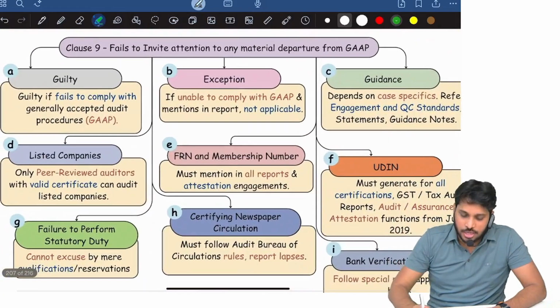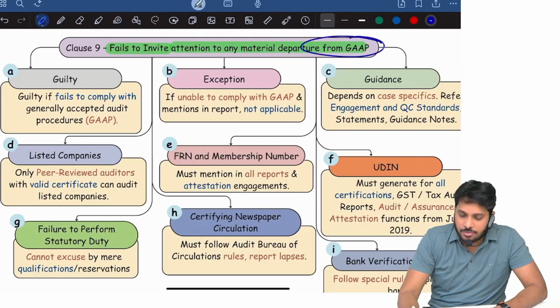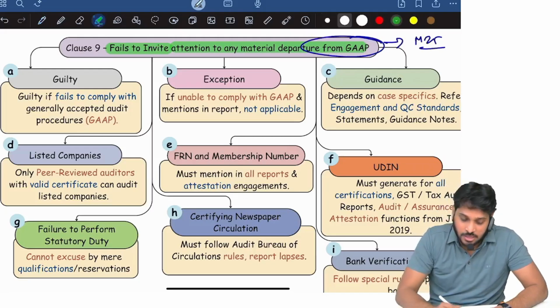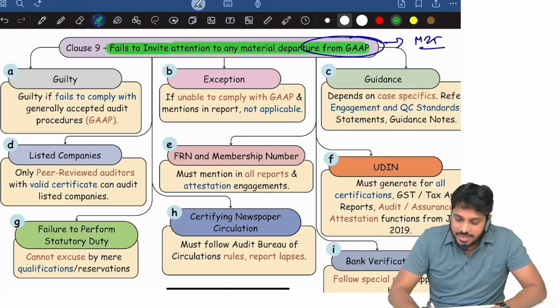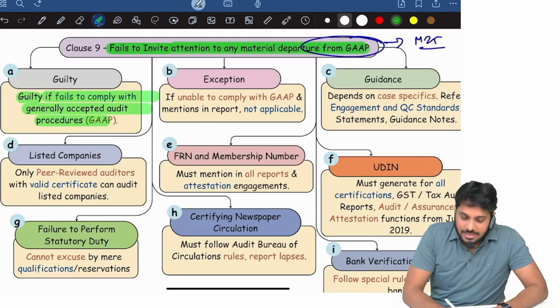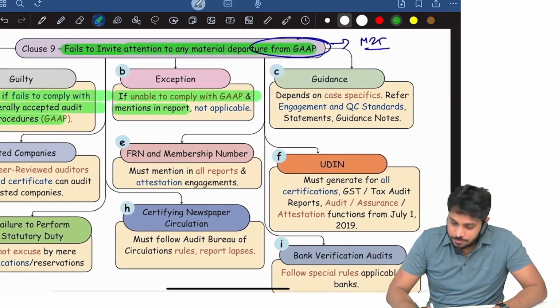That's it. Clause number 9. Failure to invite attention to any material departure from GAAP. In the recent May 25 exam also this question was coming. This question came, GAAP-related requirement. A CA is treated as guilty if he is failing to comply with GAAP. If you are unable to comply with audit GAAP, you have to clearly mention that in the report.